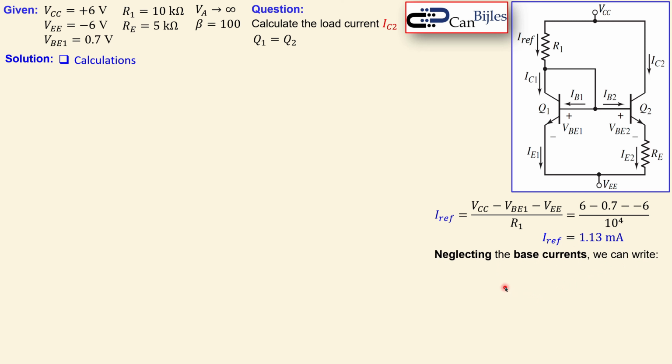Now if we neglect the base currents, we can write the following. That is what we have discussed in the previous example. This is the approximate analysis or the approximate formula. Now if you want to solve this, you can just substitute the values. You see actually that this is a nonlinear equation. It's not solvable by hand, so you need to use a solver for that.